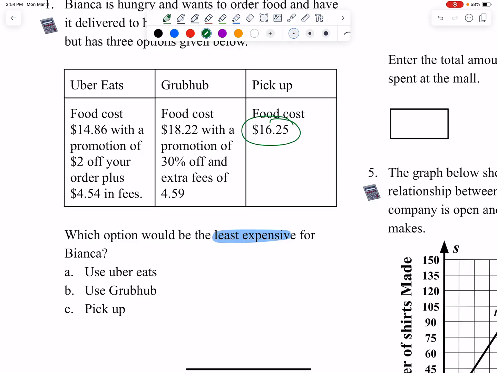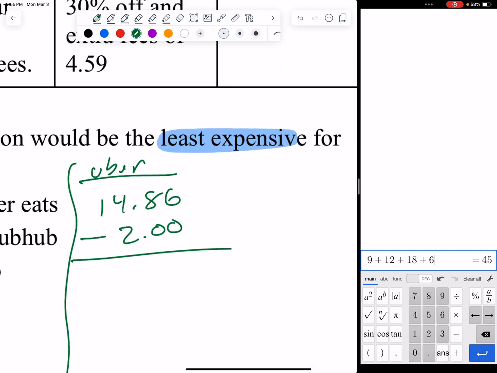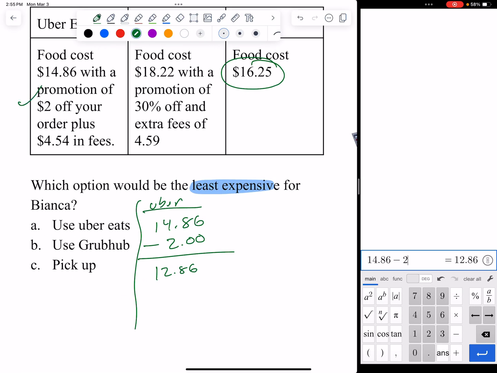So let's see. Calculator's going to be super helpful with this because a lot of this looks like I just have to multiply and add stuff. So let's do one thing at a time. Let's organize our information here. For Uber, what are we dealing with? The food costs $14.86, but you get $2 off. So if you subtract $2, what do you get? Again, the calculator is going to make my life a whole lot easier. So for Uber, I clear that, and I just have to make sure I type it in correctly. 14.86 minus $2. So now it's 12.86. Okay, so I got that. I got $2 off.